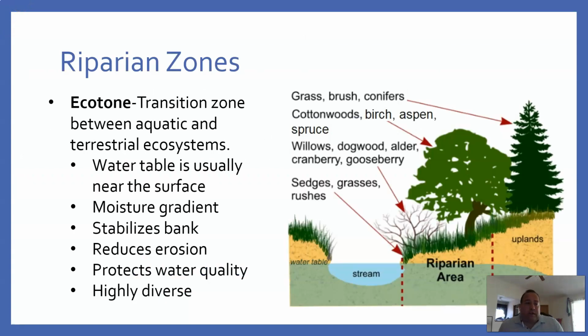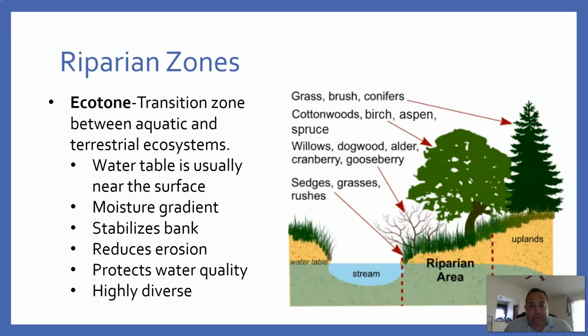The other thing we wanted to talk about was riparian zones. So a riparian zone is going to be an ecotone. It's a transition zone between aquatic and terrestrial ecosystems. So an ecotone itself is just a transition between ecosystems. A riparian zone is specifically the ecotone between aquatic and terrestrial ecosystems.